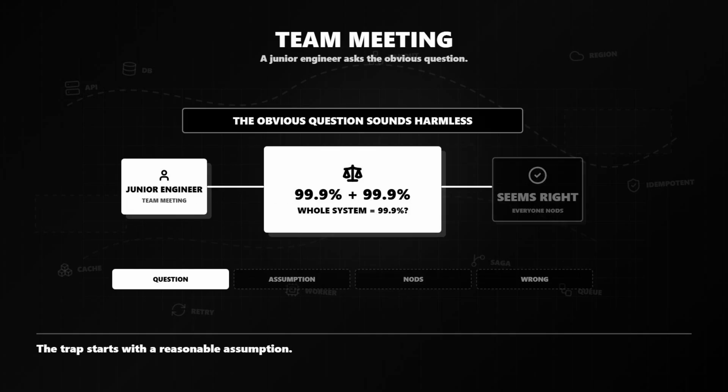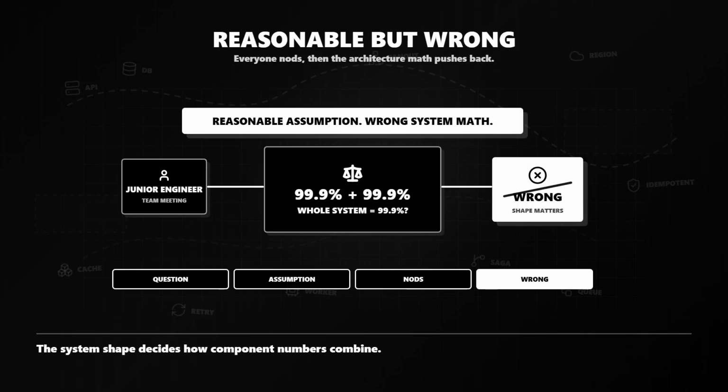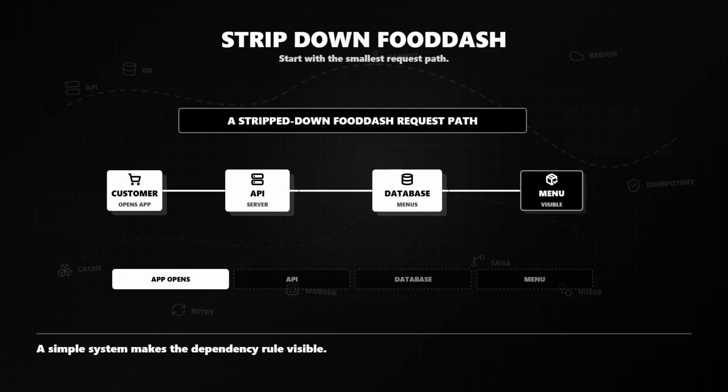A junior engineer walks into a team meeting and asks a super simple question. Hey, if every single component in our system is 99.9% available, doesn't that mean FoodDash as a whole is also 99.9% available? Everyone nods. It seems completely reasonable, right? Actually, scratch that. It is totally wrong. Okay, so let's dive into exactly why.